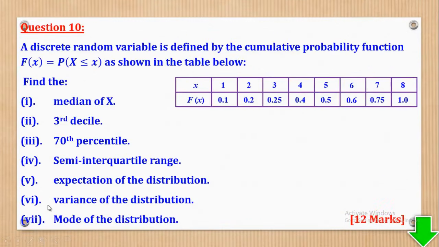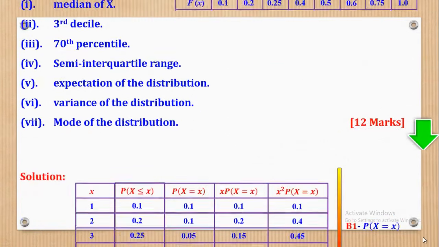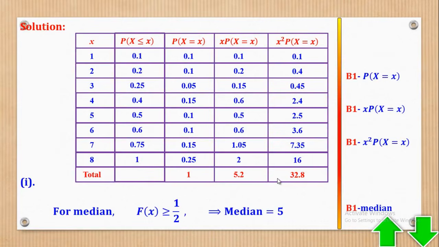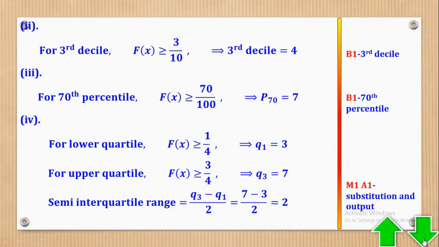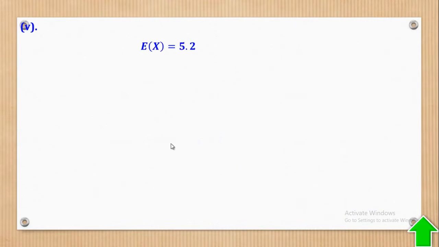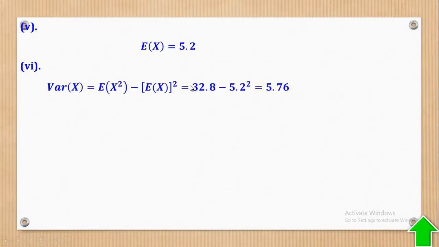Then the next part was the variance of x. Variance of x is E(x squared) minus (E(x)) all squared. So E(x squared) is this summation, which is 32.8, and E(x) is 5.2, which I've already seen. So we shall come here and substitute those two to get our variance. You substitute for E(x squared), which is 32.8, and E(x), which is 5.2 squared. Because there is a square here, the answer will be 5.76.